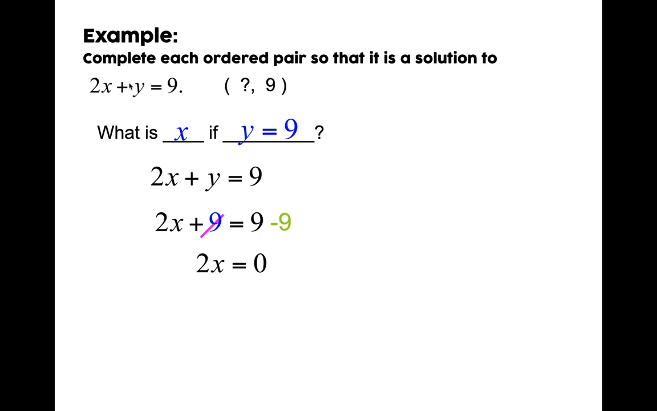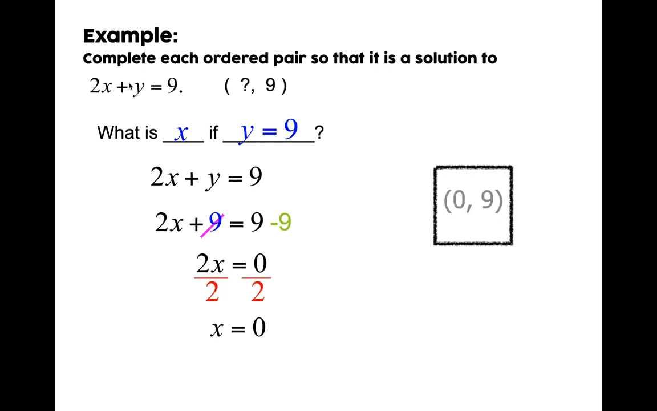It might look like we're stuck, but we can actually keep going here because we need to still get rid of that 2. So we're going to divide both sides by 2, and we get that x is equal to 0. And so now I can complete the ordered pair. When y is 9, that means x is 0, so we'd have the ordered pair (0, 9).